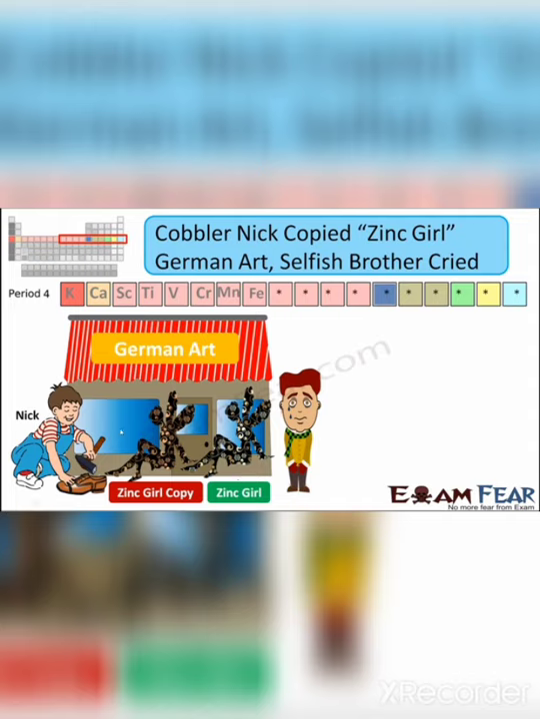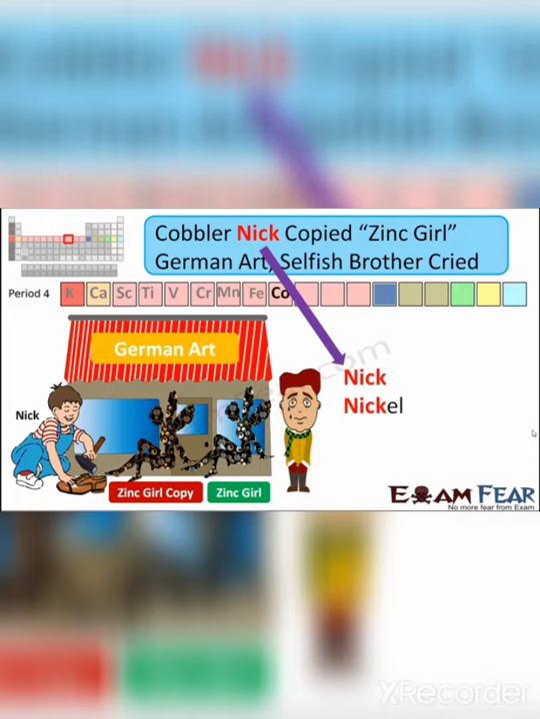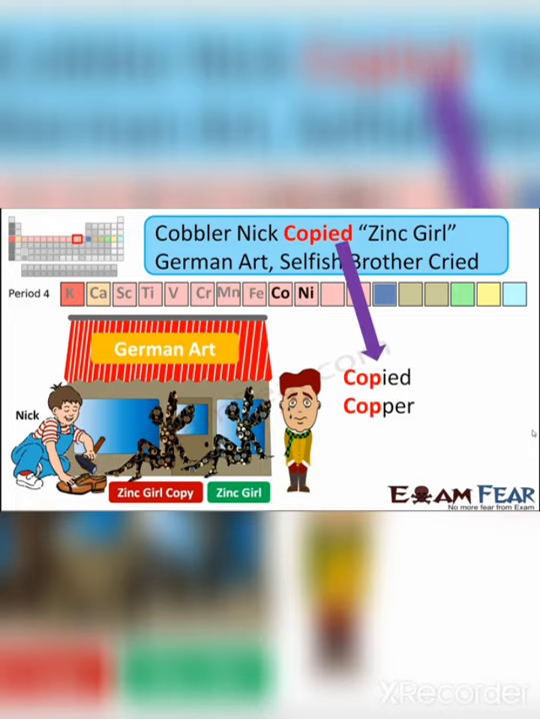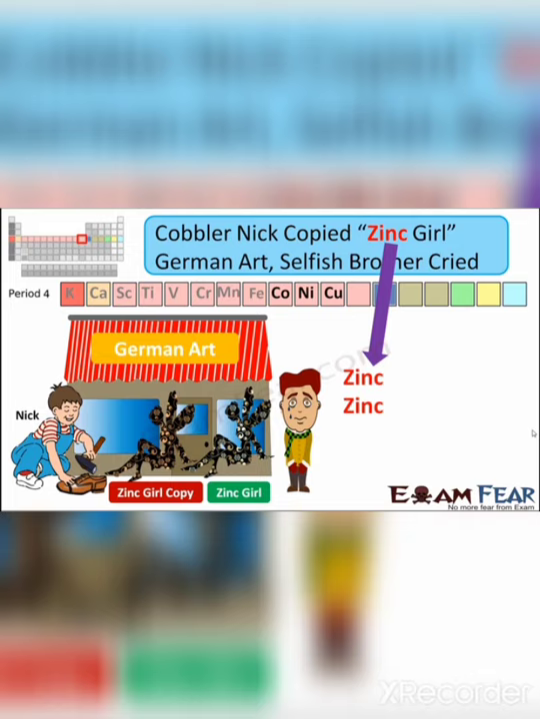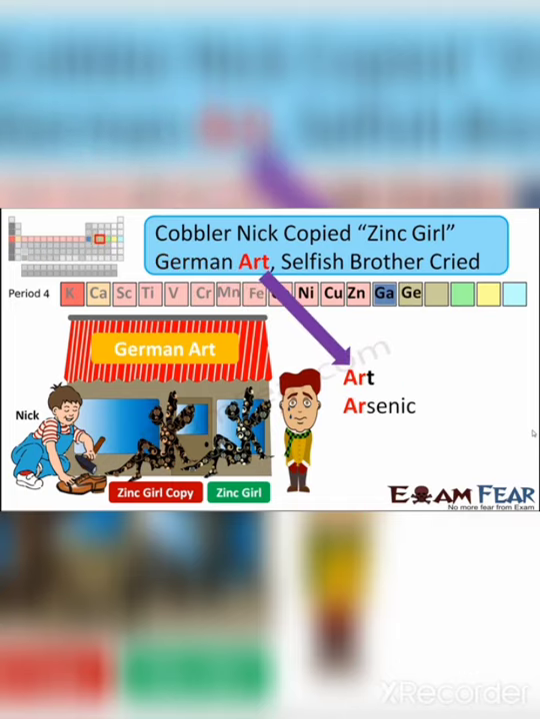So here this gallery is basically the zinc girl German art gallery. Okay, so here cobbler reminds of cobalt, Nick nickel, copied reminds of copper, zinc is of course zinc, girl reminds of gallium, German germanium, art reminds of arsenic with symbol As and not Ar. Ar is argon, so arsenic is As.